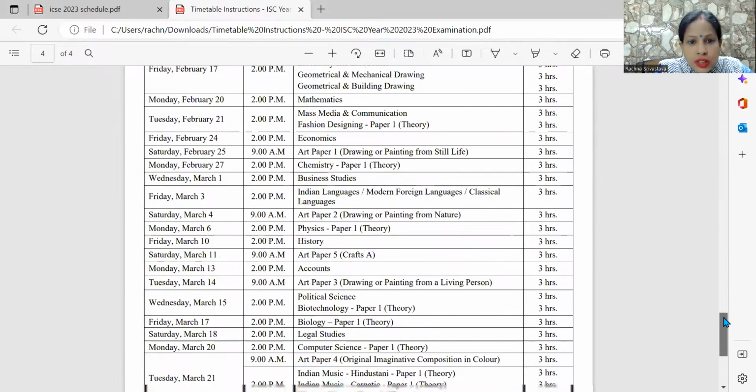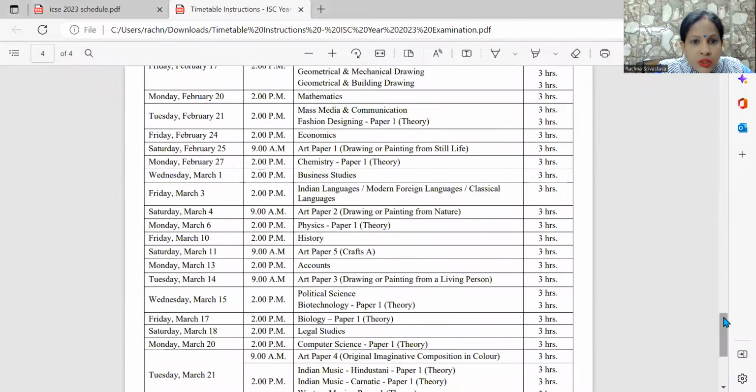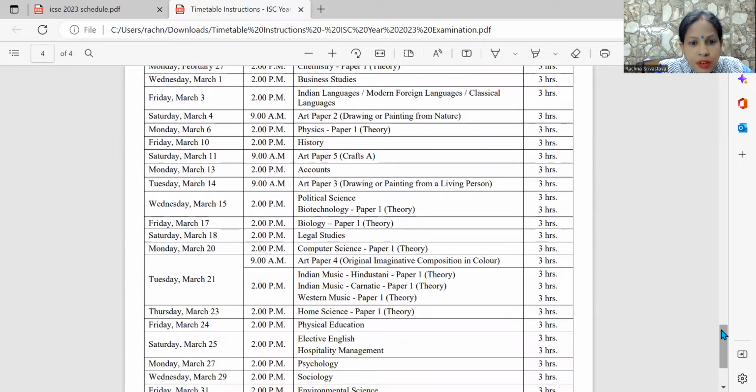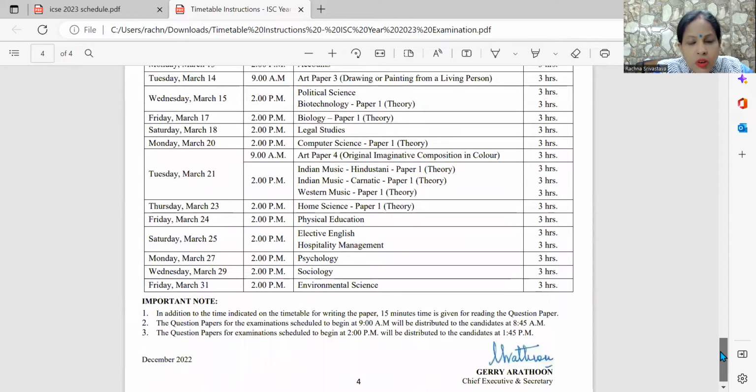3rd March, it's Indian languages. That means it covers your Hindi paper. 6th March, Physics paper 1. 13th March, Accounts. 17th March, Biology paper 1. 20th March, Computer Science paper 1. And then they have all their optional subjects which they have given.